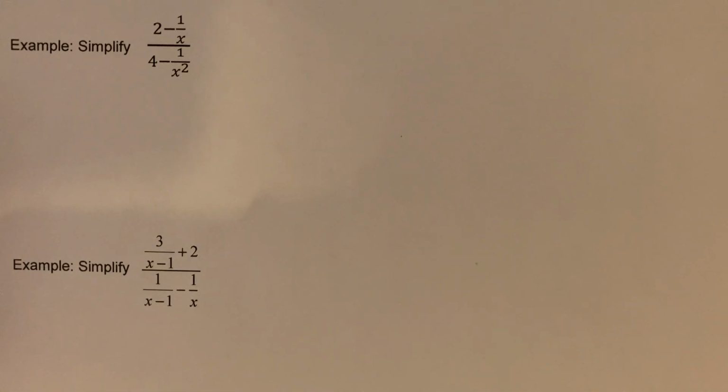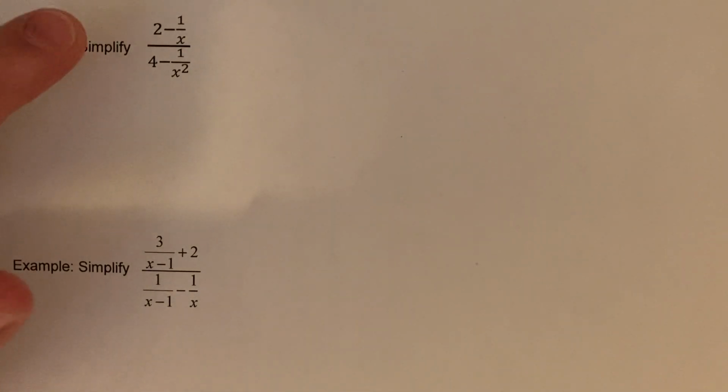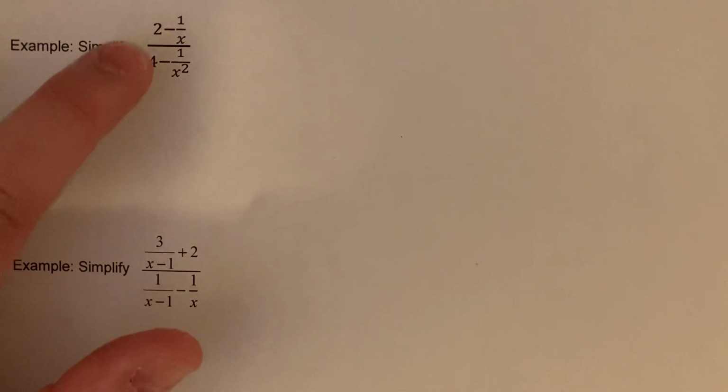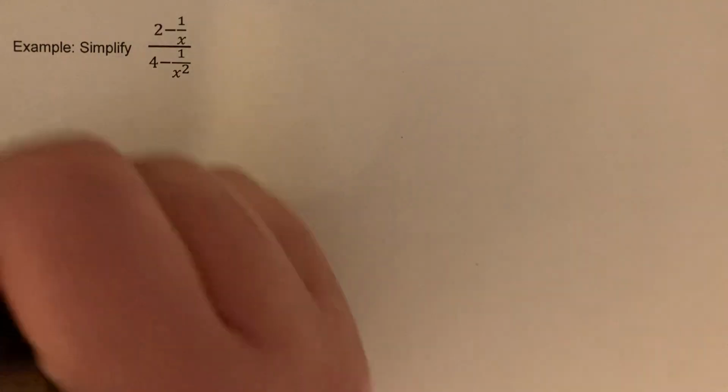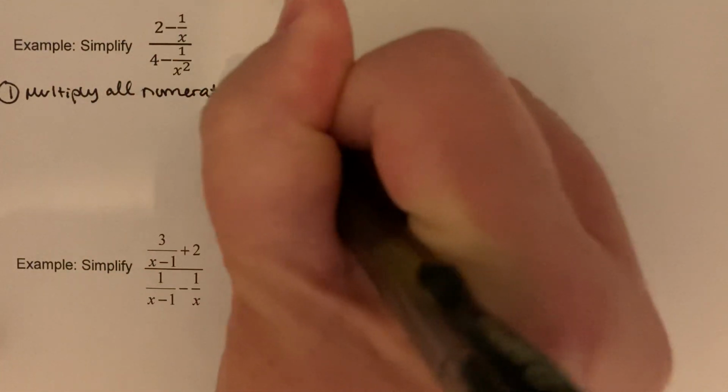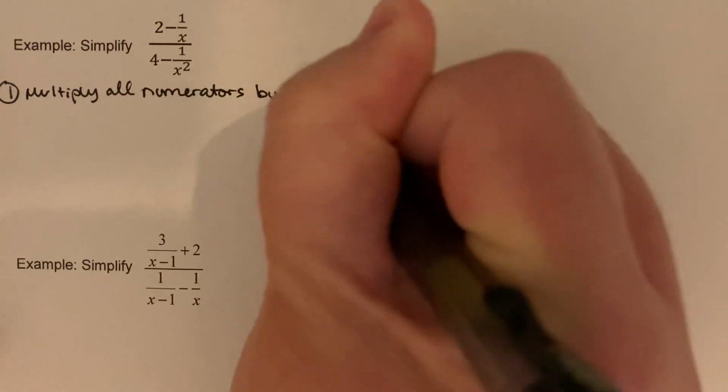Let's do a couple more examples of complex fractions, which is when fractions are inside of other fractions. Because there's a subtraction on both the top and the bottom, we can't just multiply by the reciprocal in this method. So we're going to use the LCD method, which is when we multiply all numerators in the top and the bottom by the LCD, which is the least common denominator.